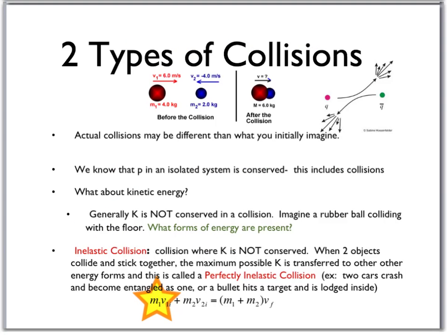There's essentially two types of collisions, and when we look at collisions a little more closely, they might look a little different than what you might initially imagine. Now, on a macroscopic level, collisions might look like car crashes or a couple of billiard balls running into each other. They might look something like we see in this picture here.